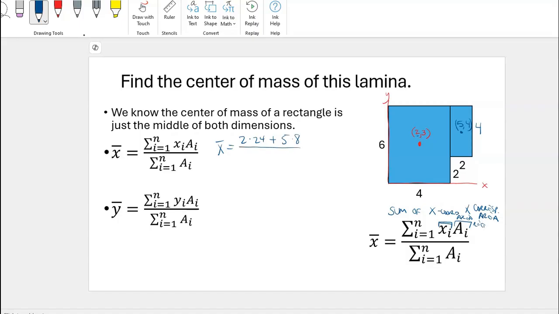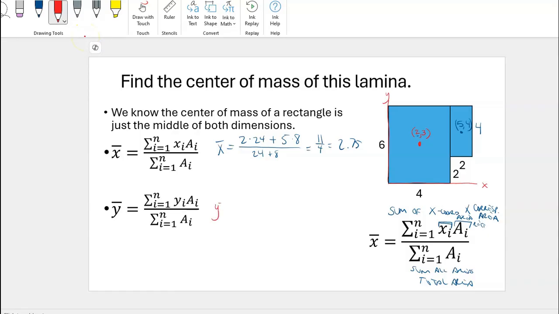Now on the bottom of this fraction, I have the sum of all the areas, or in other words, the total area of the whole thing. And that should be pretty easy to find. That's just 24 plus 8. Just the area of both blue regions. Now when I do all that adding, all of that multiplying, I get a total of 11 over 4, or 2.75. Okay, I'm going to leave that there for now.